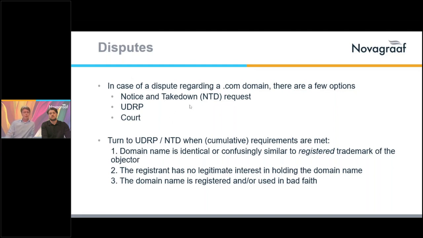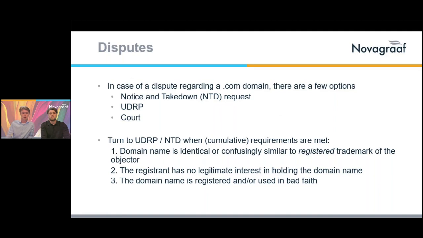To successfully file the UDRP or a notice of takedown request, 3 cumulative requirements must be met. The first one is that a domain name must be identical or confusingly similar to the registered trademark of the objector. Second one is that the registrant cannot have a legitimate interest in holding the domain name.